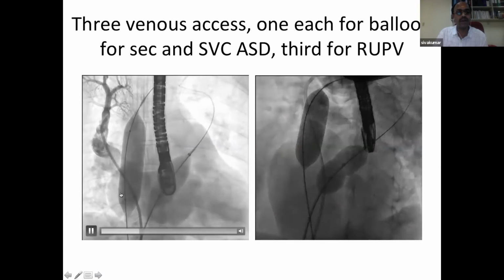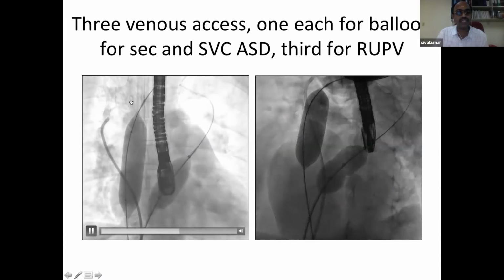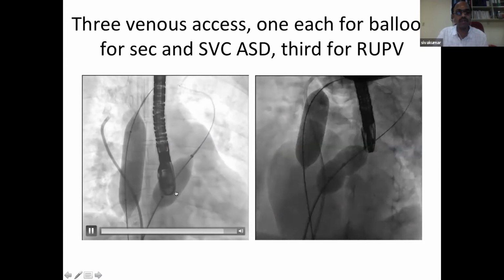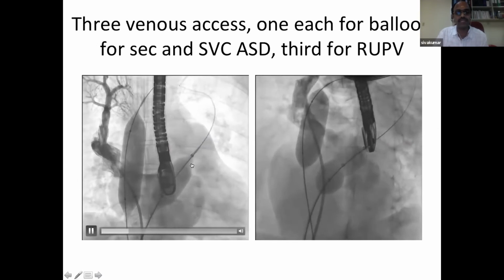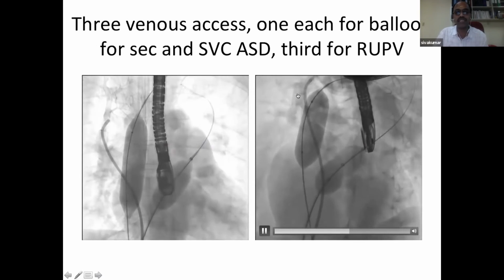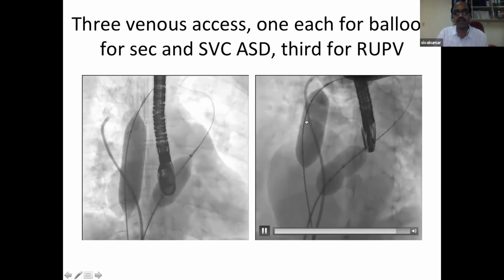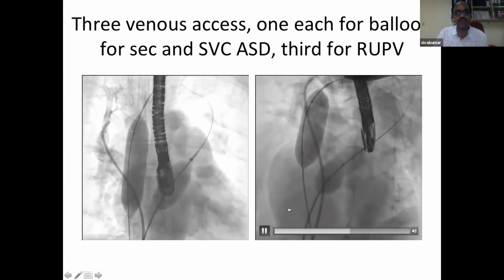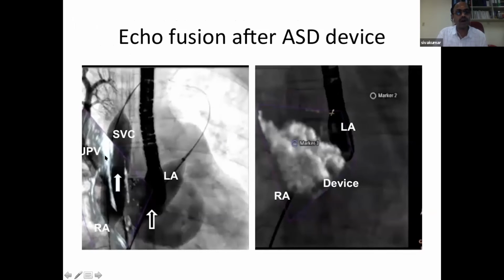So now we have a sinus venosus ASD being closed by a long cylindrical balloon, the secundum ASD being closed by a sizing balloon, and now we are making an injection in the right upper pulmonary vein, completely routing the pulmonary vein only to the left atrium with no residual flows into the right atrium. So this is on echo navigation.